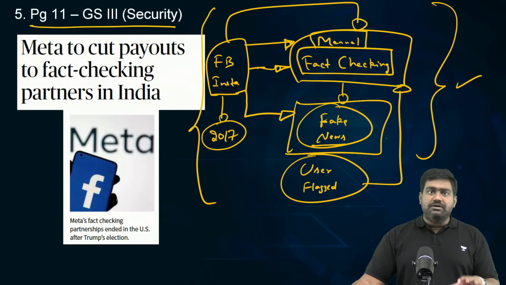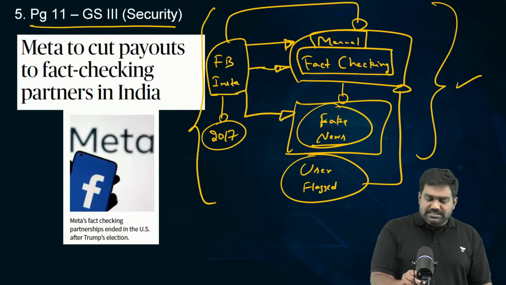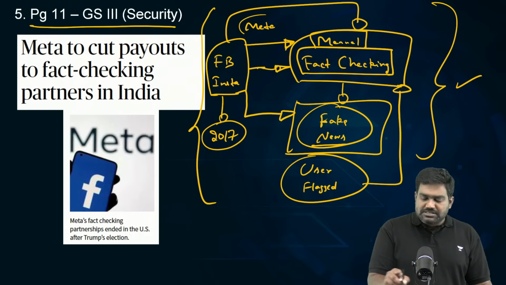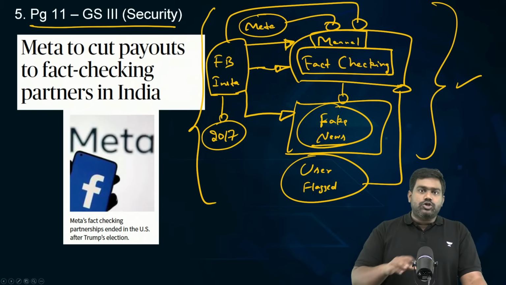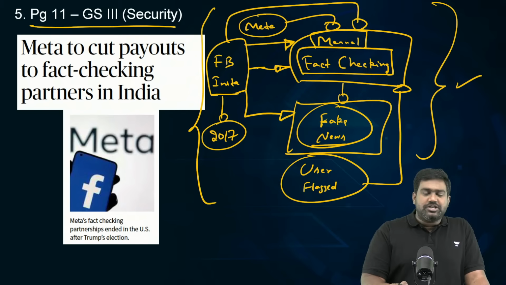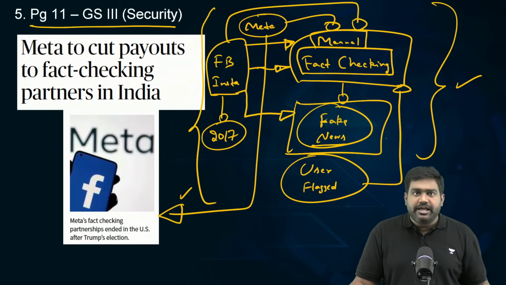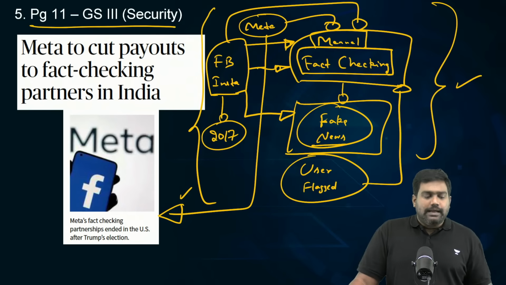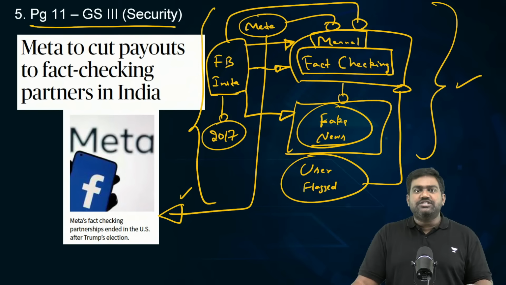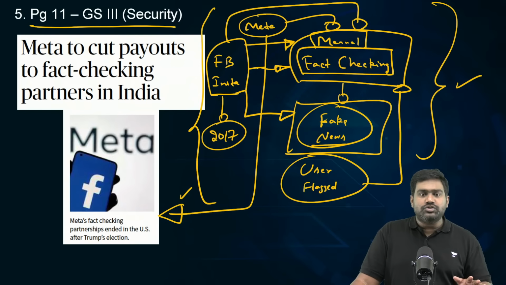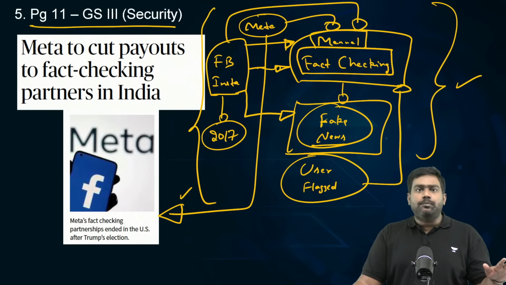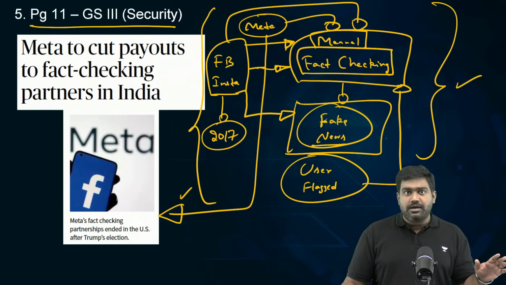After Trump came to power in the United States, Meta stopped the fact checking process entirely. It stopped paying these fact checking companies and the freelancers, and it has come to a complete stop because, as you know, Trump administration doesn't care about facts, right? And they have basically pressurized Meta in a way, indirectly, of course, and Meta has completely stopped the fact checking program in the US market.